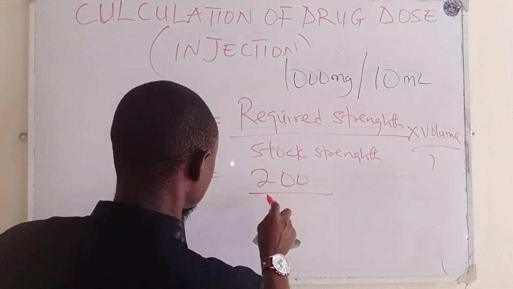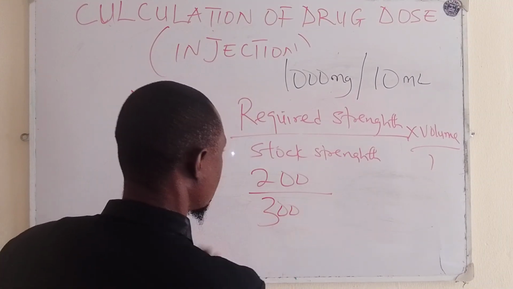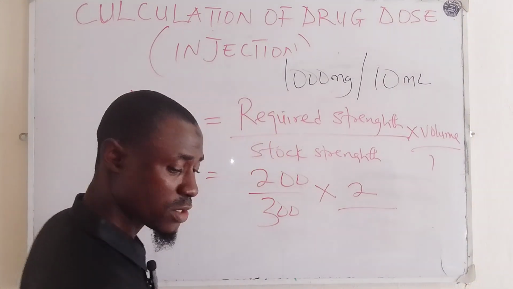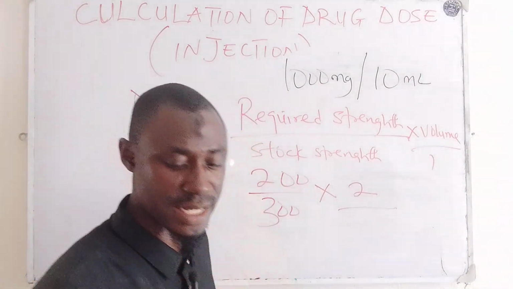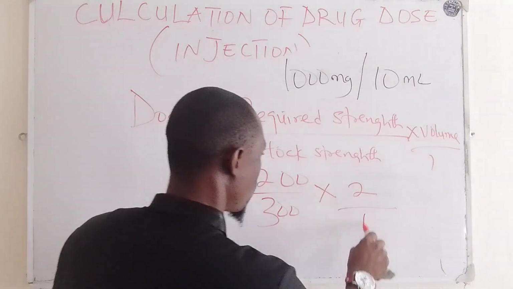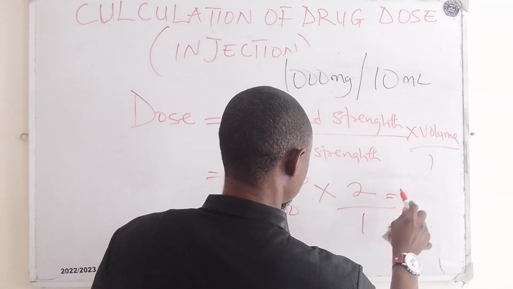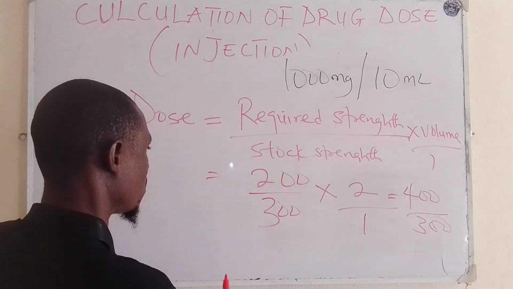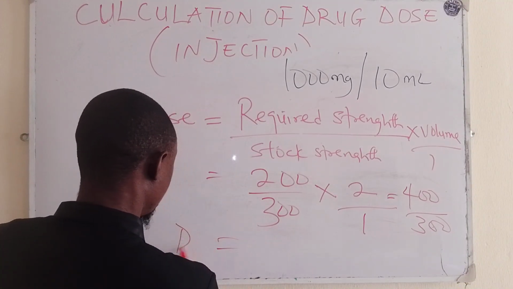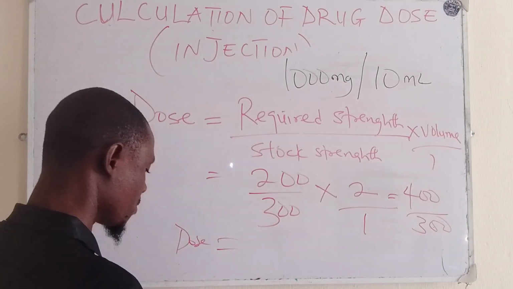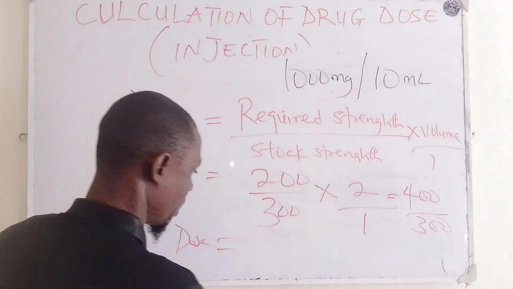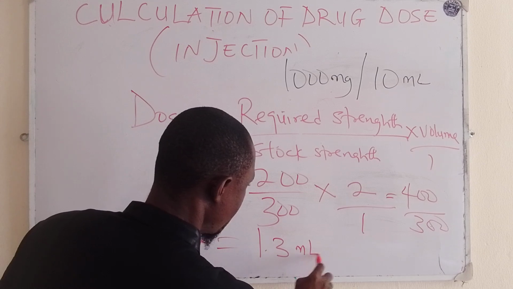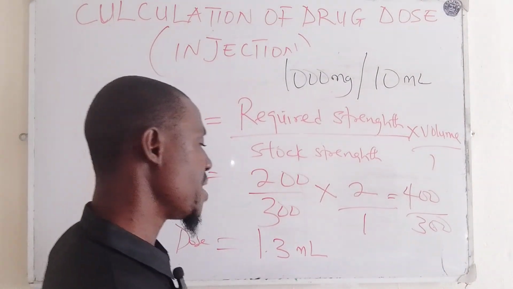So this is now 300, which is the stock strength. Then the volume is what? It is 2 from the equation and also from the ampoule. You will find it. The volume is 2 mils. So over 1. Now, if you look at this, here you have 400 over 300. The dose will automatically give us around 1.3. So 400 divided by 300 will give us 1.3 mil.